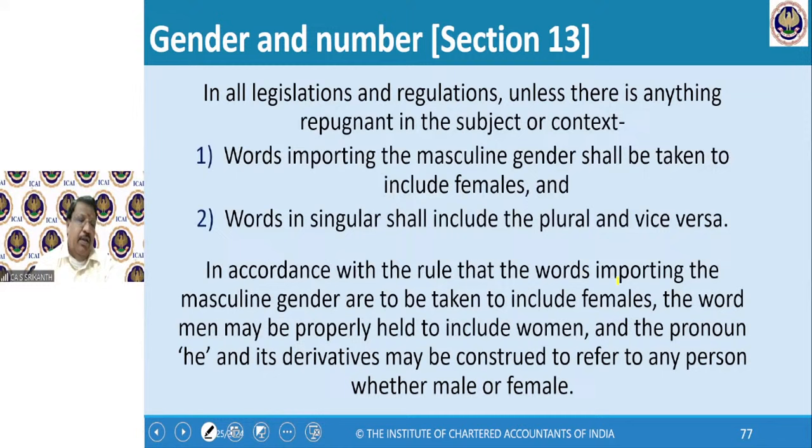Anyway, words in singular shall include the plural and vice versa. We saw this when we did quorum, where we said members present shall form a valid quorum. We said the words members present, though it uses the word members, the singular shall include the plural and vice versa. So members will include member also. So a single member can form a valid quorum. Okay. So on and so forth.